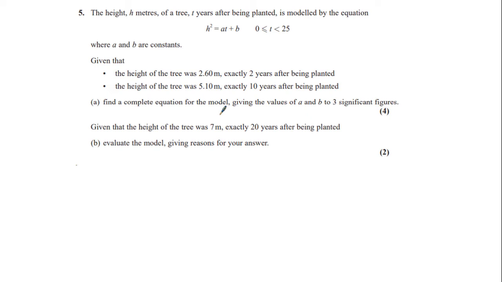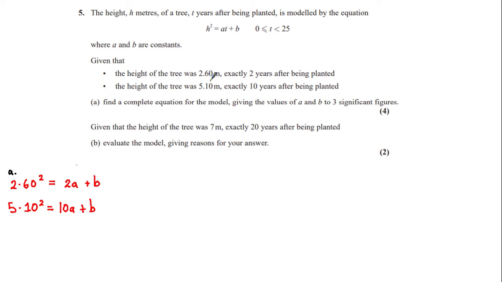complete equation for the model, giving the values of a and b to 3 significant figures, and this question's for 4 marks. So here we've been given an equation that models the relationship between the variables h and t for different values of t, and we've been given 2 statements which give us the values of h for exact values of t. So in order to find a complete equation for the model, let's go ahead and substitute these values into our equation and see what the outcome is.